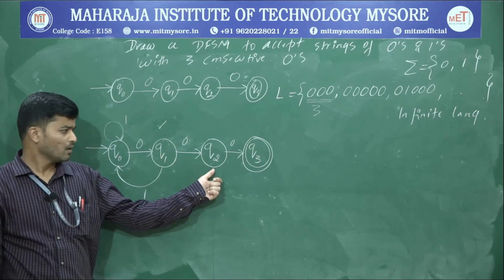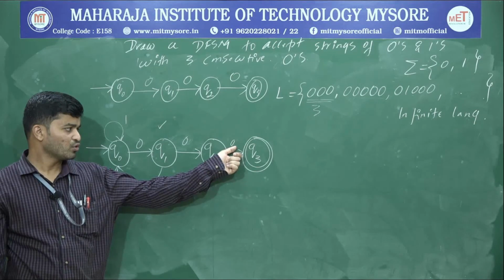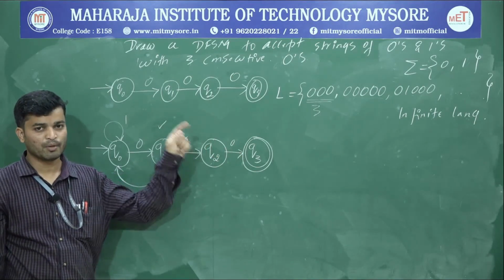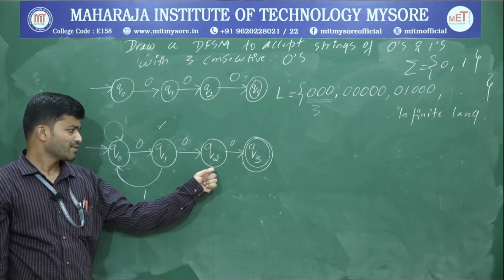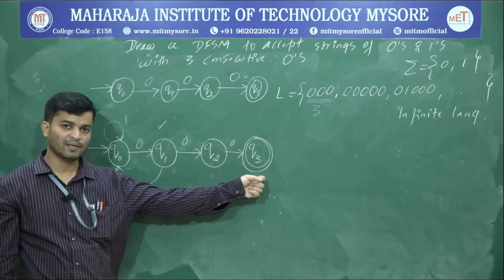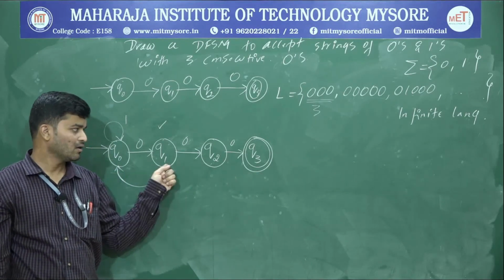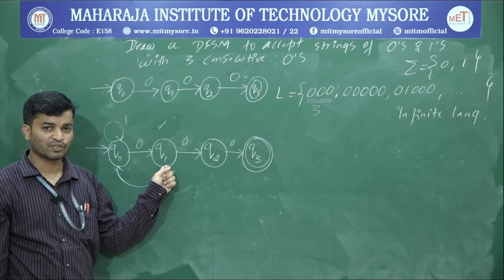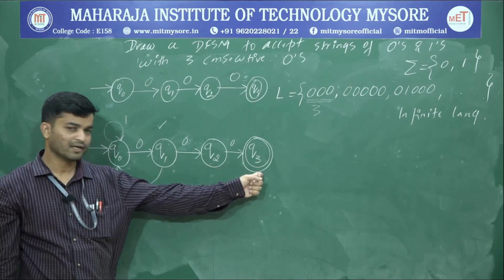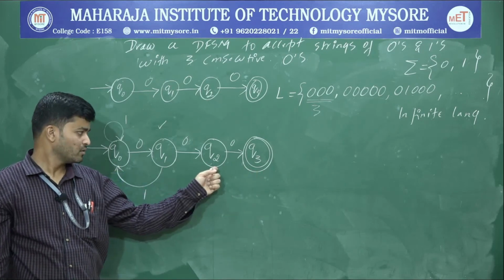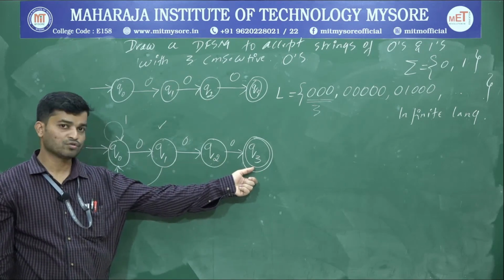Now go with Q2. Okay, now already there's a path forward on 0, now I have to give a path forward on 1. Loop is not possible. Why? Because that will disturb our 3 consecutive zeros. Next, you have to connect with the next nearest state. Next nearest states are Q1 and Q3. If I connect here, I will not get 3 consecutive zeros. If I connect here, again I will not get 3 consecutive zeros. Okay, so connecting to Q1 and Q3 is also not possible.